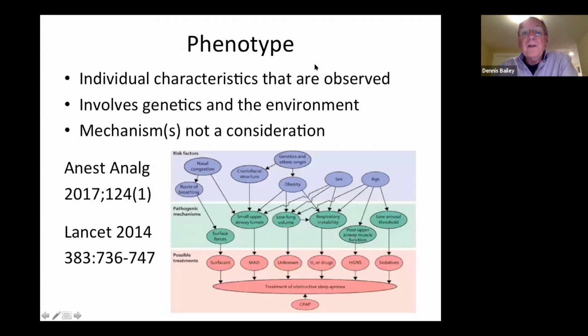Individual characteristics that are observed make up the phenotype, as well as genetics and environment, as I pointed out. But mechanisms are not a consideration. Mechanisms become part of the endotype for that particular patient. So this is a breakdown of a graph that was shown in Anesthesia & Analgesia as well as Lancet in 2014. And it looks at a number of the risk factors that we are all aware of. I'm not going to read them all to you. Most of them I've covered, that lead to the pathogenic mechanisms, which become the endotypes, and the possible treatments.